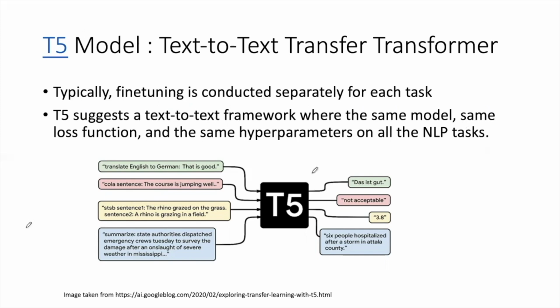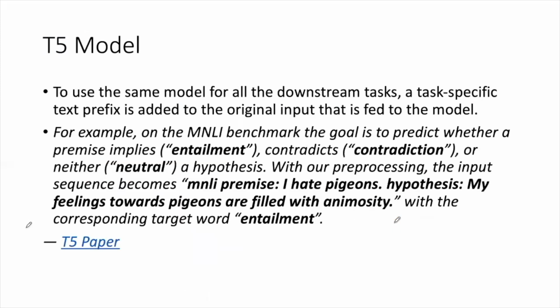The way they do that is both the input and the output are treated as strings. So let's say we have a use case where the output needs to be a real number. Even if it's a real number, what we do is we treat it as a string and then try to predict it. If it's a real number, we convert it to a string. If it's a class, we convert it to a string. If it is actually a sentence, that is anyways in the form of a string. So this is the formulation in which the T5 model is built.